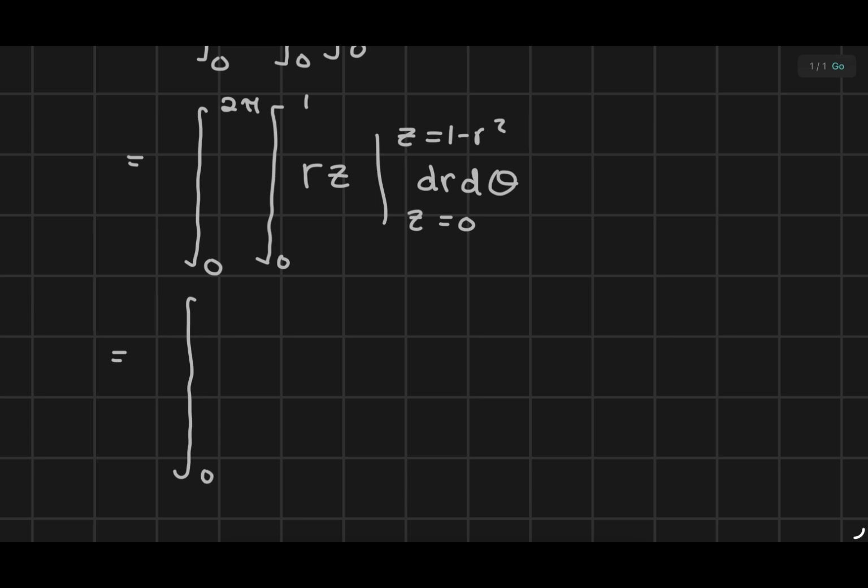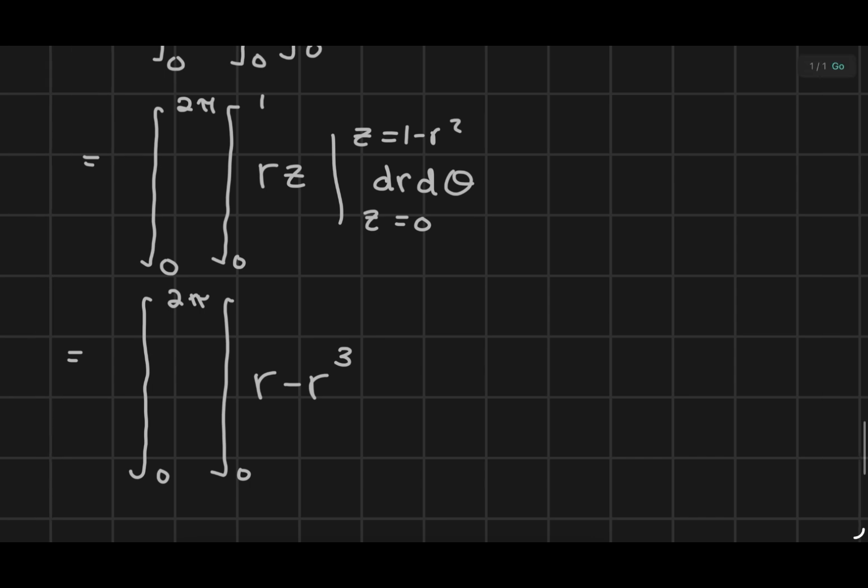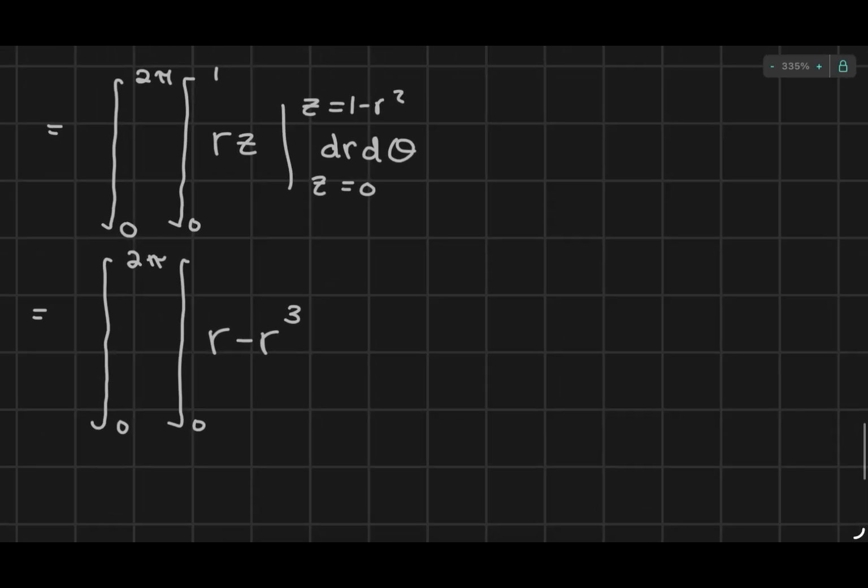Evaluating this further, we're going to have the integral from 0 to 2 pi and the integral from 0 to 1. Let's just go ahead and simplify this. If we plug in z is equal to 1 minus r squared, we're going to multiply this r out on the outside here. So we're going to have r times 1, which is r, minus r times r squared, that's going to be r cubed. And then we're going to subtract what we get when we plug in z is equal to 0, which we know is going to be 0. So there's really no need to add minus 0. And then we're going to have our differential now be dr d theta.